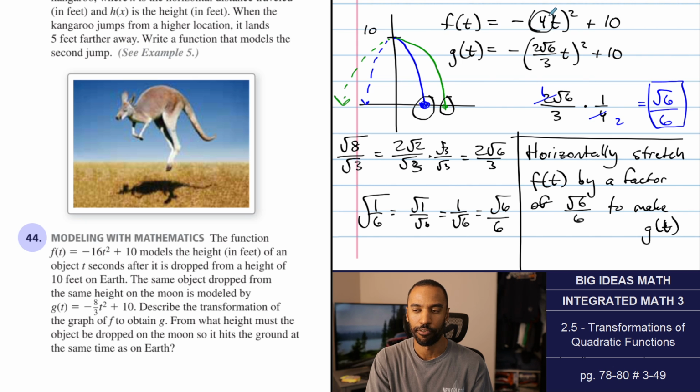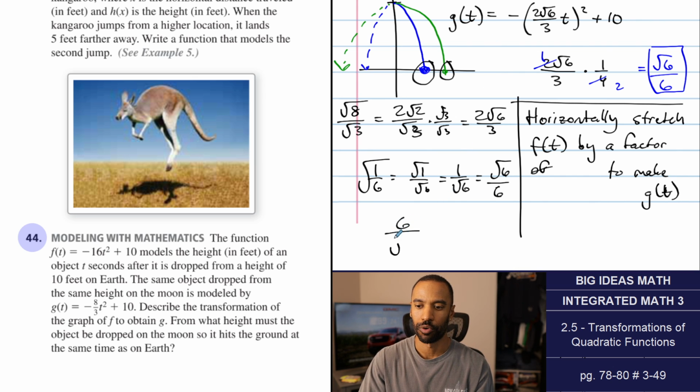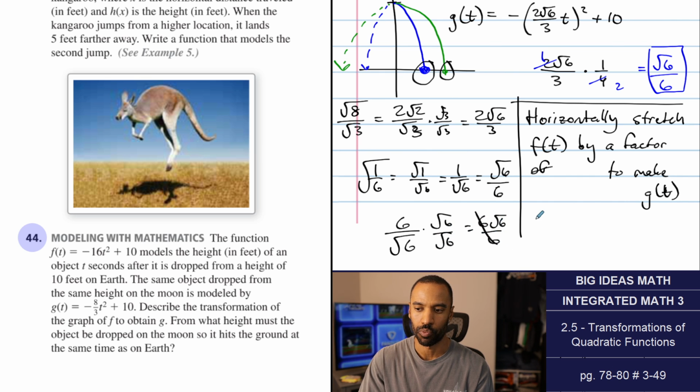Remember, this is 1/4, and this is the reverse of that. So I actually got to flip this. This isn't root 6 over 6. This is actually, I have to flip it. It's actually 6 over root 6, and when you rationalize that, you're going to find out this is root 6, equals 6 root 6 over 6, which is root 6. So it's actually root 6.